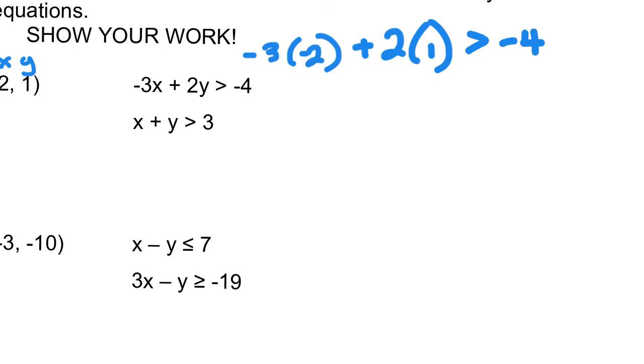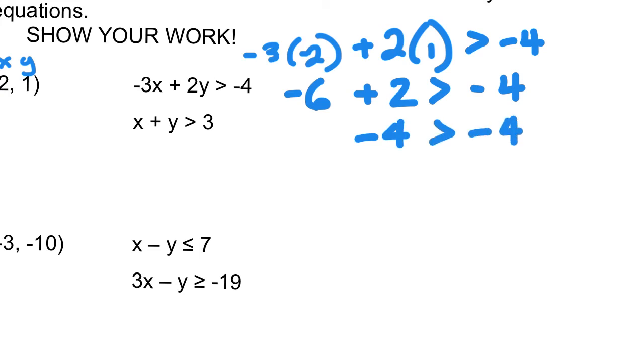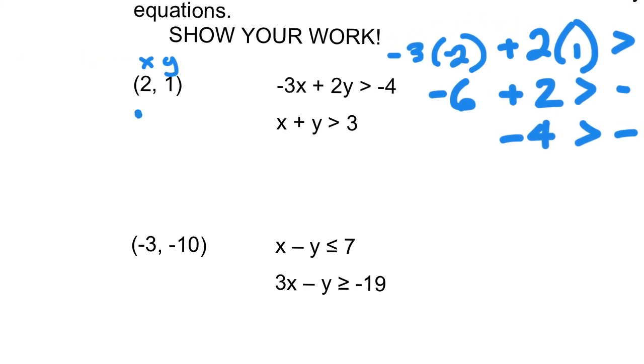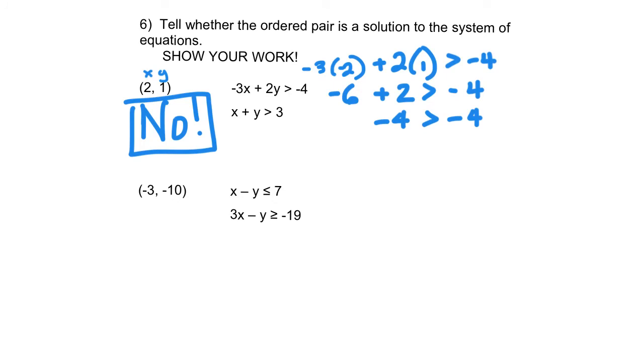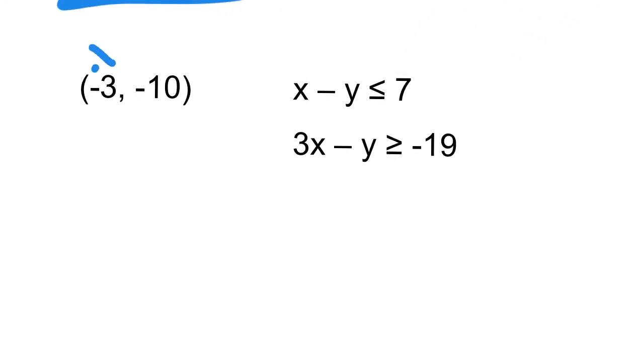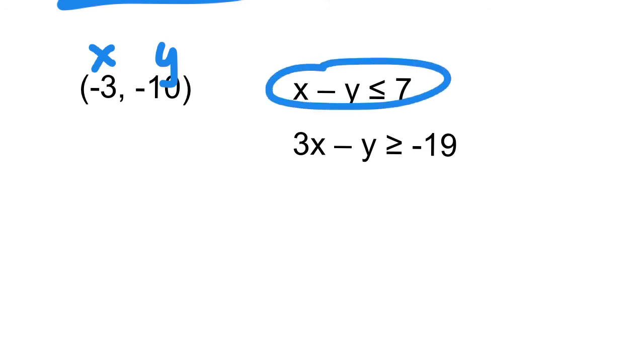So we have, this is 6, plus 2 is greater than -4. So 8 is greater than -4... Is that true? No, it would have to be greater than or equal to. So the nice thing about this is if it doesn't satisfy 1, then it doesn't satisfy the system of inequalities. Let's take a look at the next one. The next one is an x and a y. So we'll substitute it into this first inequality.